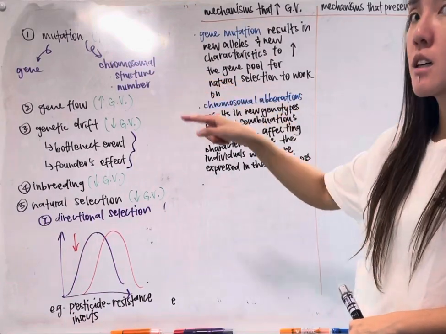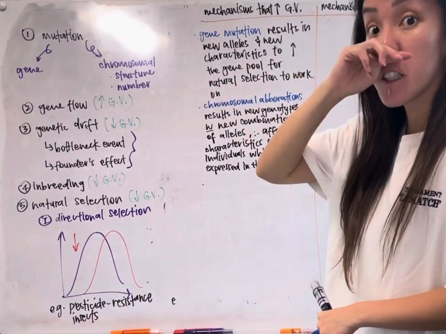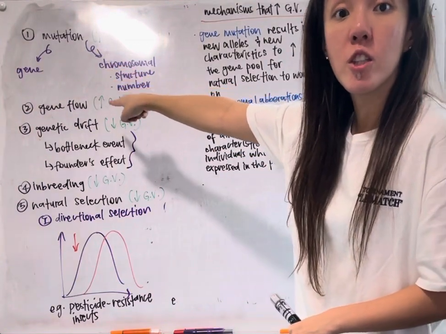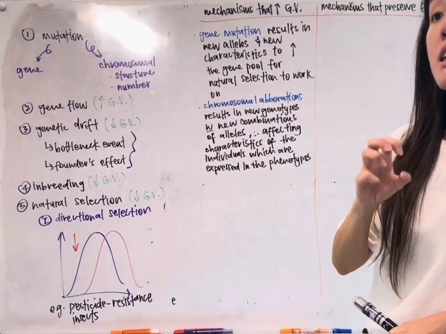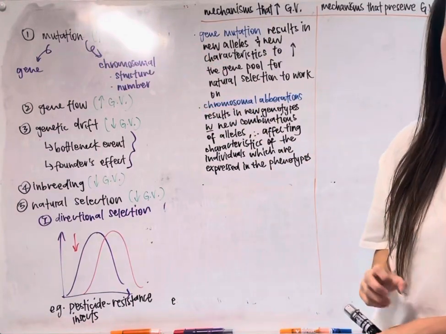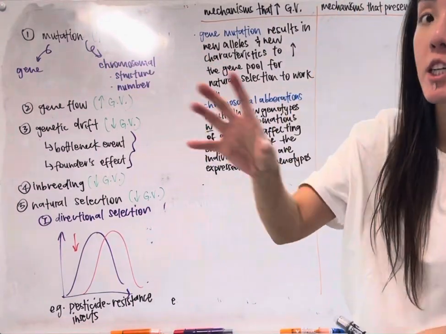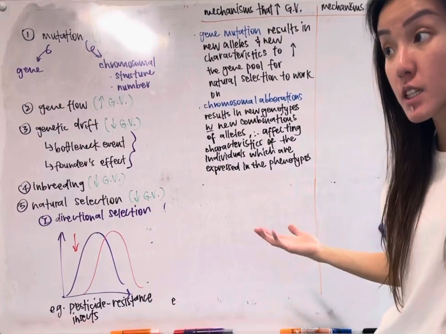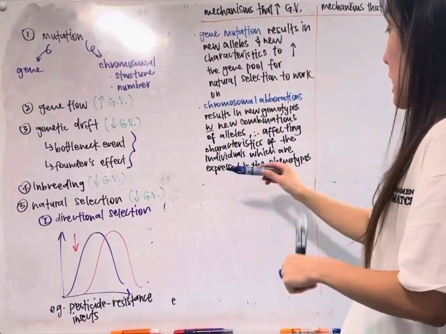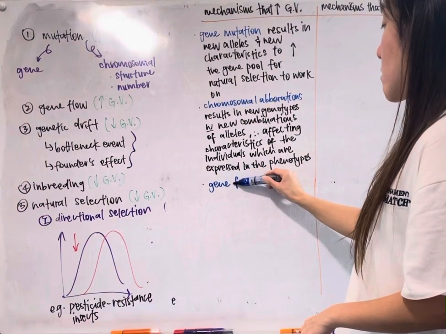Interbreeding. Huh? What? Interbreeding doesn't increase GV. Gene flow. The idea is that the moment you introduce new alleles or new combinations of alleles that give rise to new combinations of phenotypes, that's why they have different characteristics, that is increasing GV already. Understand? So the next one is gene flow.